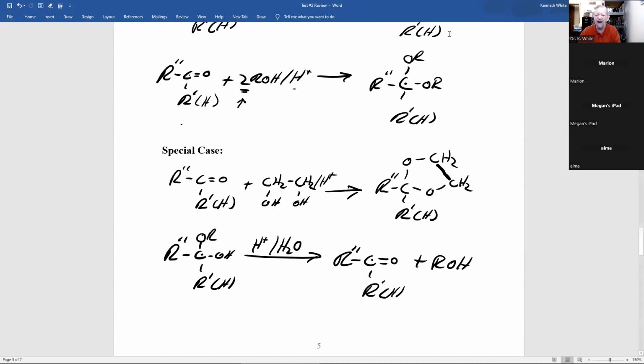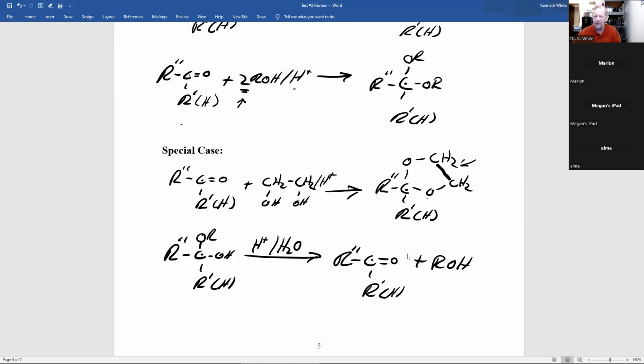All right, now my advisor's advisor, Dr. Stork, came up with the following special case. If you take an aldehyde or ketone and react it with ethylene glycol, which has 2 hydroxyl groups, 2 alcohols in it, with H plus, it's the same as this. Each CH2 will be bonded to the carbon. What's bonded here, R prime or H and R double prime, is still there, and you have this molecule.